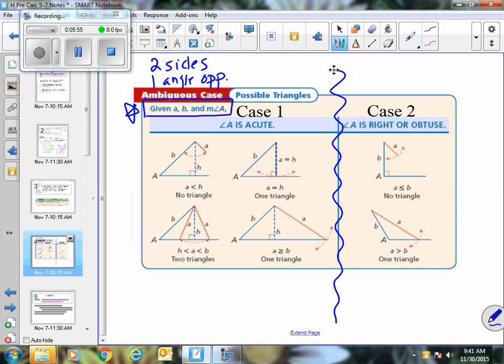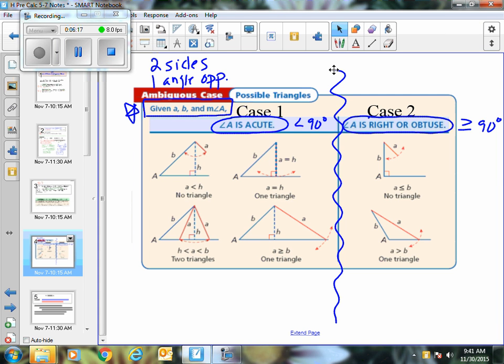Okay, how do you know the difference between case 1 and case 2? It depends on what the angle is. So if the angle is acute versus if the angle is right or obtuse. So if the angle is less than 90 degrees, or if it is greater than or equal to 90 degrees. Now, I'm going to talk about case 2 first, because the greater than or equal to 90 is a lot easier for people to figure out.